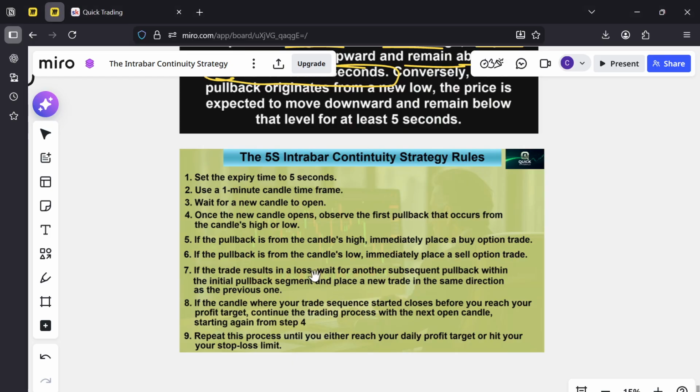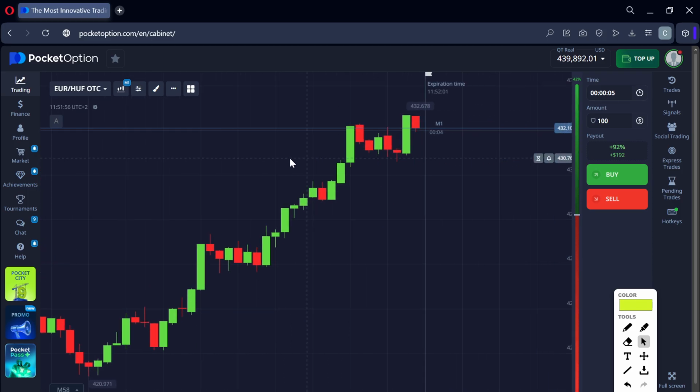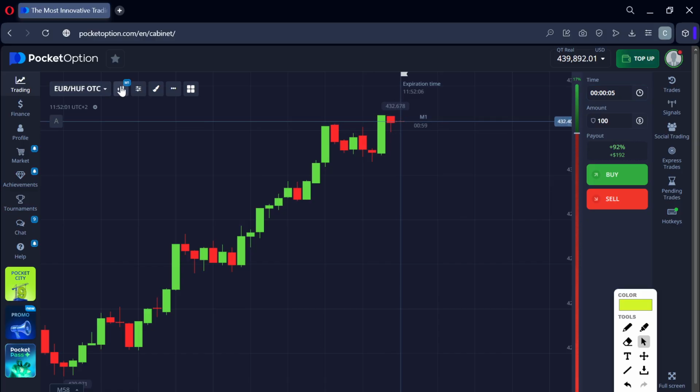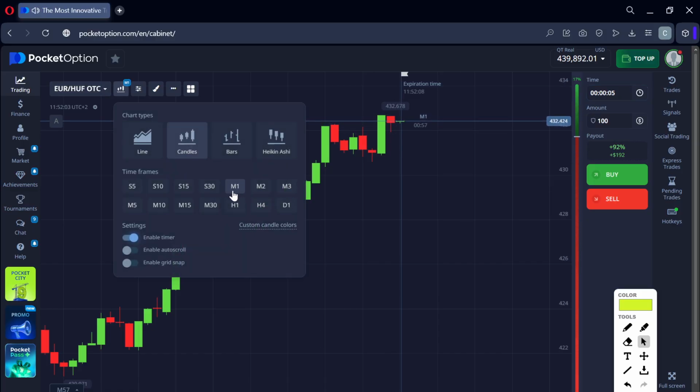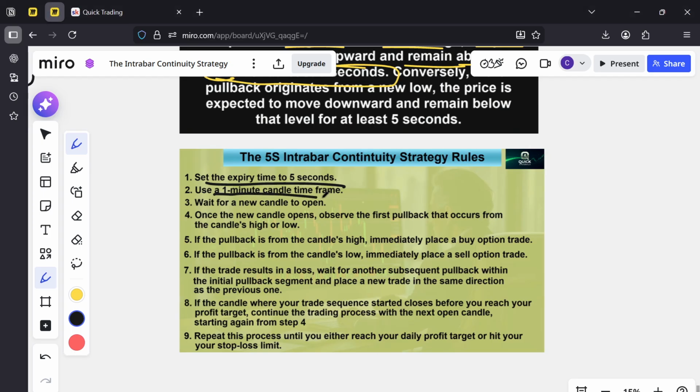Now, how will the strategy work? So the rules of it are pretty simple. You need to set the expiry time on Pocket Option to 5 seconds. You already know this. We've broken it down. You need to make this 5 seconds on your Pocket Option. But now to adjust it, you need to make your candlestick time frame 1 minute. So just click that M1 over there. So you can see it, use 1 minute candlestick time frame.